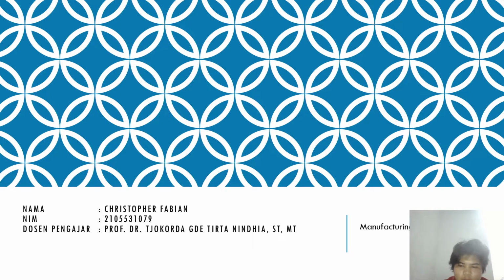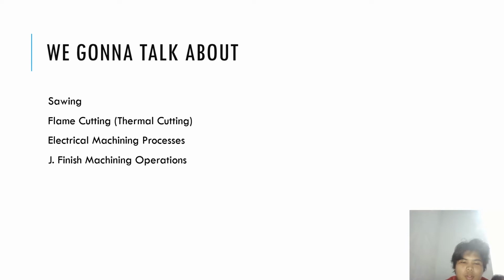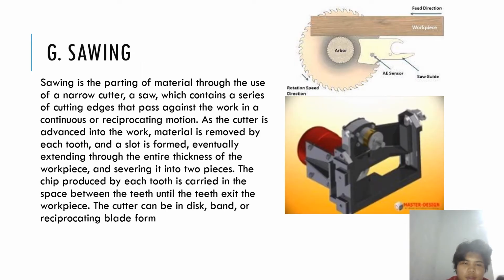And now we're gonna talk about manufacturing processes on chapter 3G until 3J. So we're gonna talk about this in this video: sawing, flame cutting or thermal cutting, electrical machining processes, and the last one is finish machining operations. So we're gonna talk about sawing.